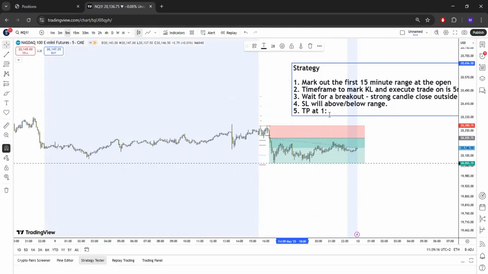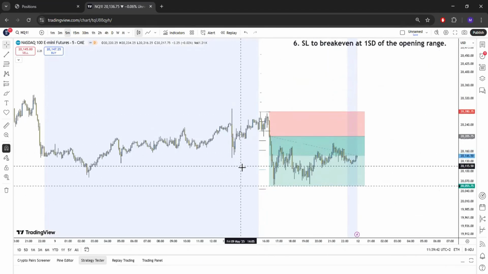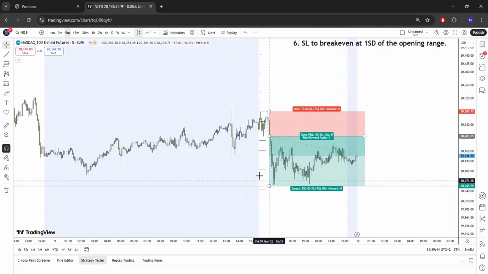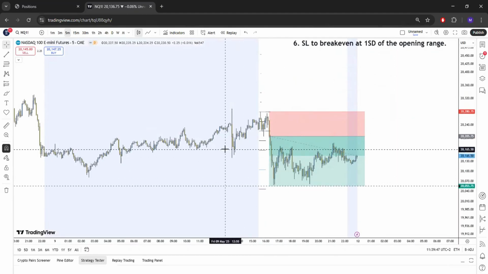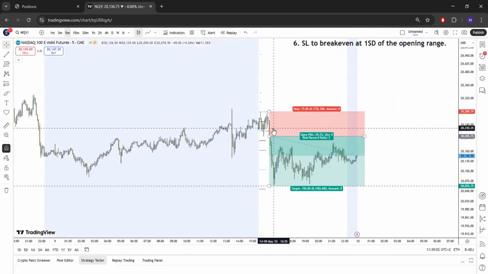So TP at 1 to 2, and then SL to break even at 1 standard deviation of the opening range. And it's quite simple to find. The way you find standard deviations is when you use your fib tool, you make a -1, -2, -3. You don't necessarily need the -2 and -3, but essentially what you're going to be using is your -1 level, which basically says that that is 1 standard deviation of your opening range.